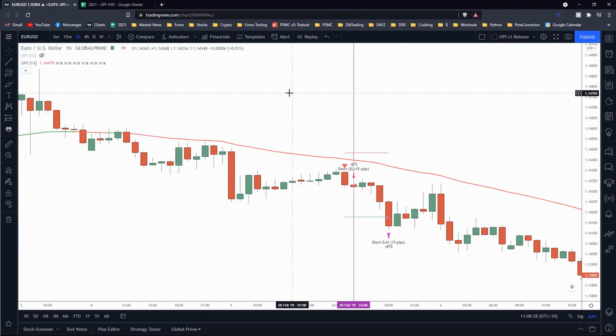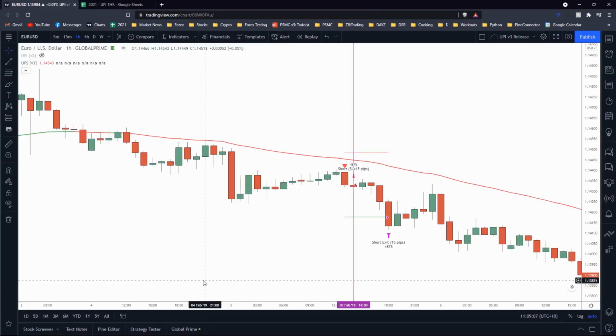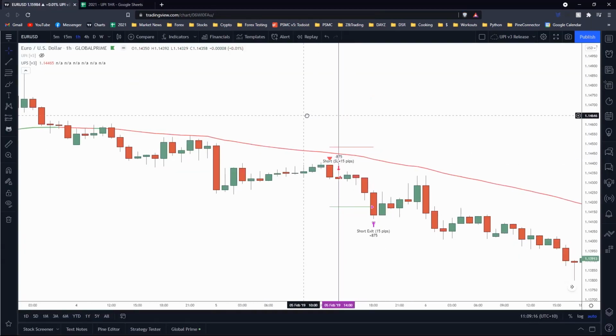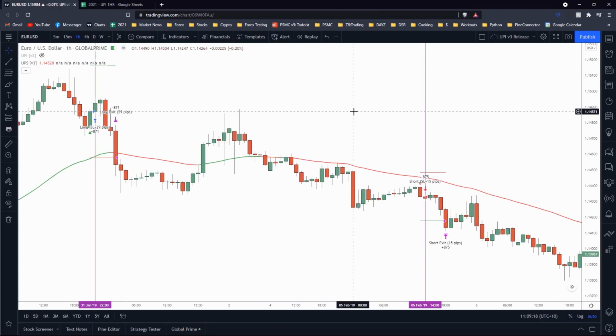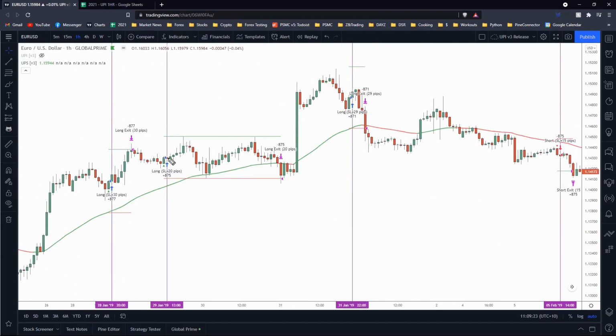But let's put this into the spreadsheet, and I think we'll call it there. So 5th of February 19, 15 pip winning trade. So you get the idea. This is a really simple way to backtest. In the next lesson, I'll show you how to use discretion to filter out low quality trades.